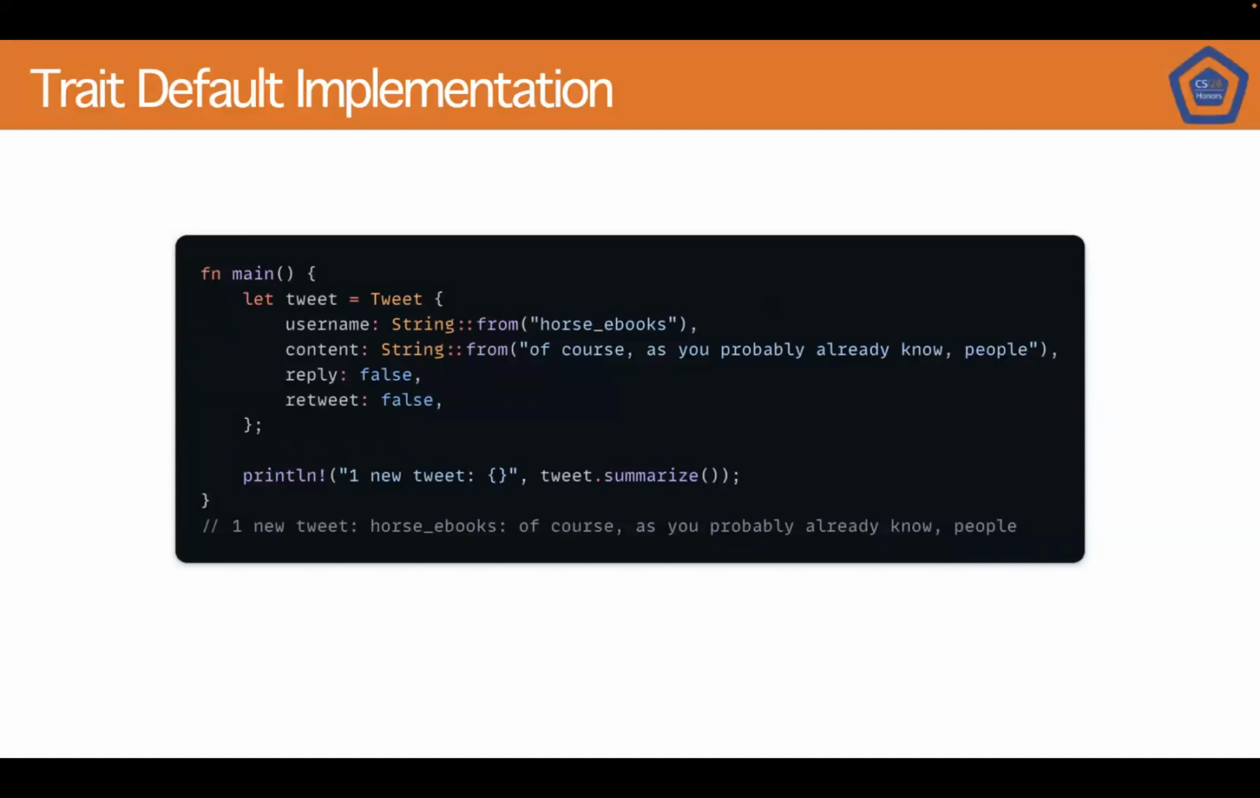So now that the summary trait is implemented on news article and tweet, users can call this trait method on instances of either in the same way that we call regular methods. So in this example, we create an instance of tweet, and then we summarize it using the summarize method, and it will print the following.